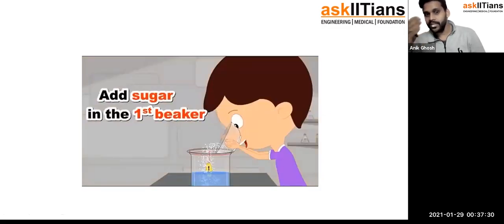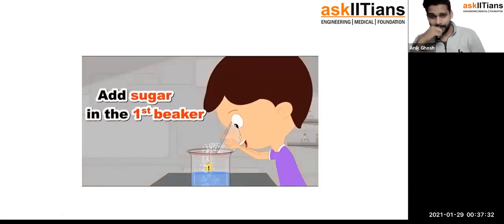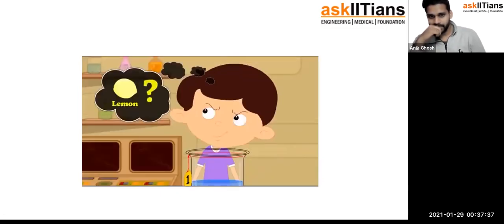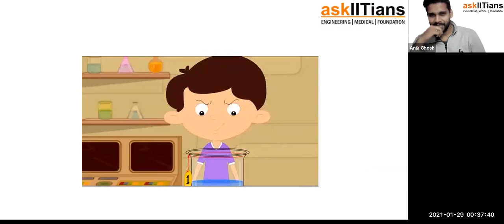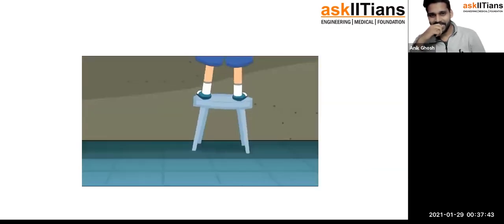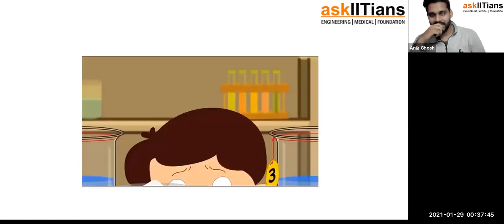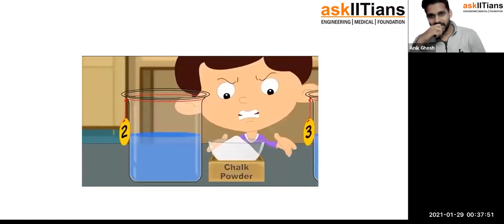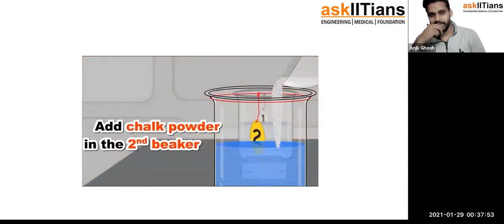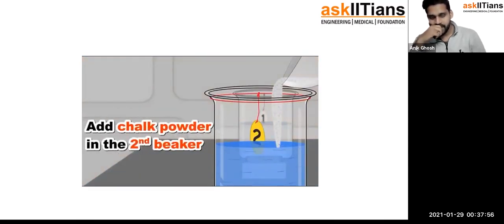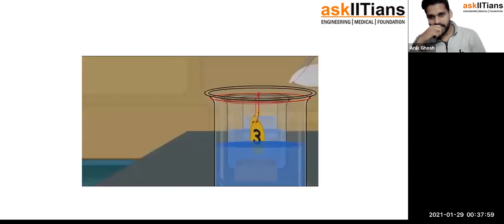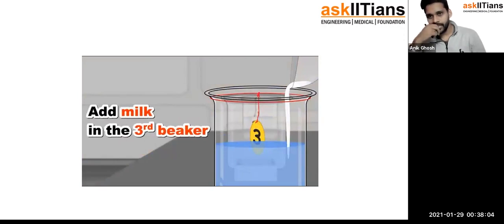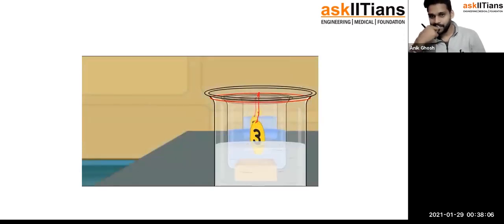So he's adding sugar in the first beaker. I think everything is written over there, isn't it? Wants to make some lemon juice, I guess. Now he's adding chalk powder in the second beaker. Oh, it is written as well, isn't it? And milk in the third beaker. The third beaker is the colloidal solution, isn't it? The second is the suspension.